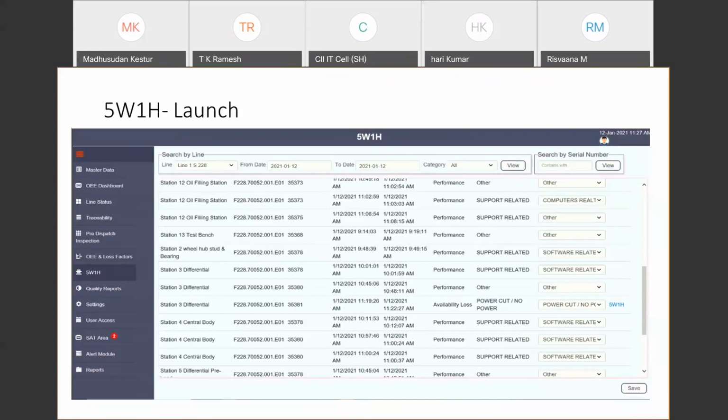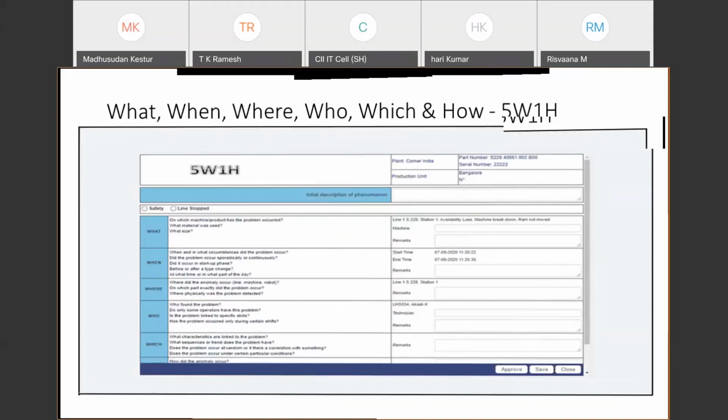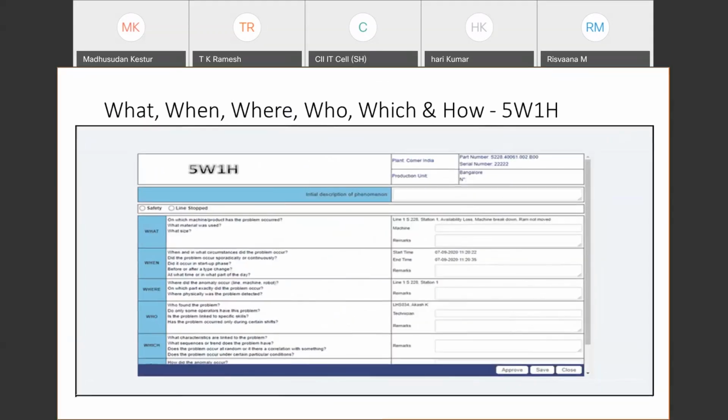they can apply the 5W1H process. So the 5W1H process is what, when, where, who, which, and how. So it is like a why-why analysis. They record root causes, etc., for further action. So this complete traceability system has been implemented and has been successfully running for the last one year.